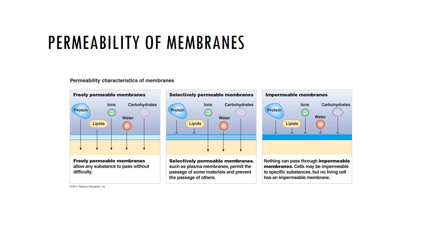Plasma membranes do demonstrate permeability. Some things are freely permeable, which means any substance can pass through the plasma membrane without difficulty. Other things are selectively permeable, where the plasma membrane only permits the passage of some materials and prevents the passage of others. Other things are impermeable, where nothing can get through.